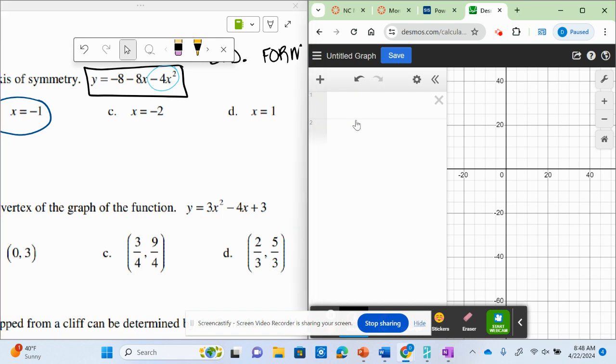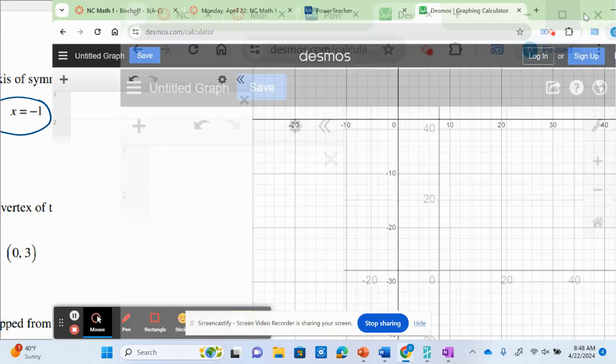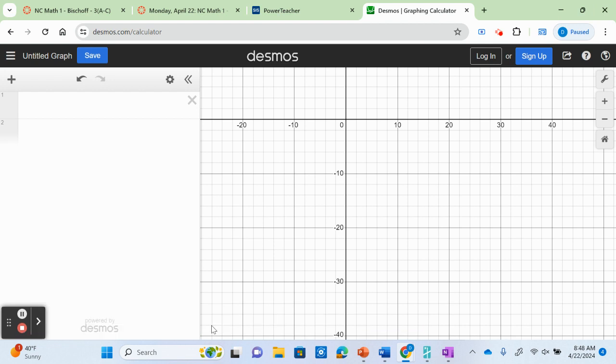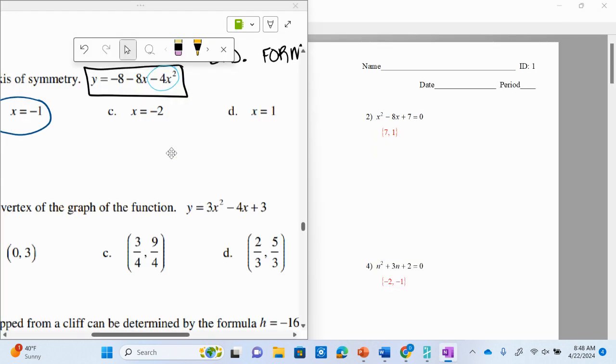There we go. Not letting me share with the pen. Someone put that into Desmos. Who's got their calculator or their computer open? Why is that not doing that? Trying to get the... Guys, it's not letting me type on both screens.